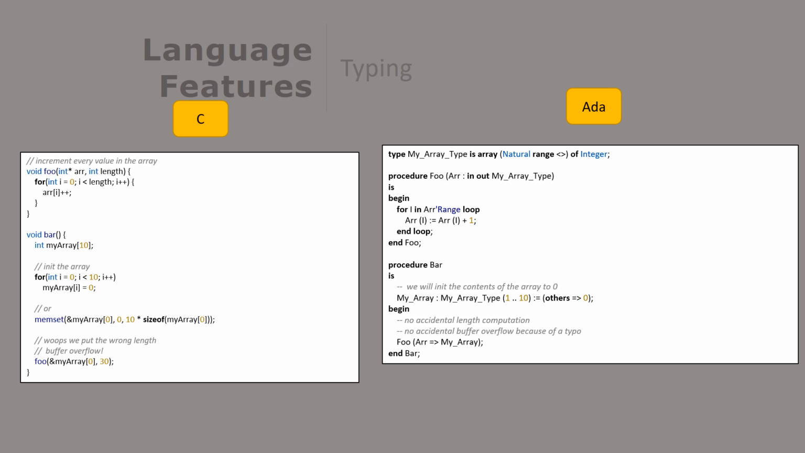There is no information in the type that corresponds to the actual bounds of the array. If the developer wants to pass an array to a function, they will have to pass a pointer to the array and the length as two separate parameters. In Spark and Ada, the array type contains bounds information. This can be checked by the compiler and by static analysis tools. A typical security vulnerability, which I'm sure we've all heard about by now, is called a buffer overflow.